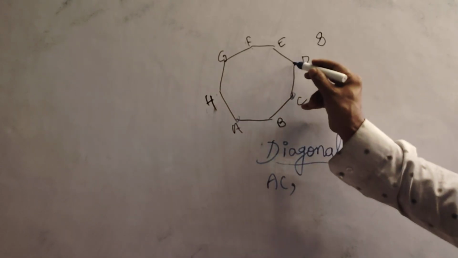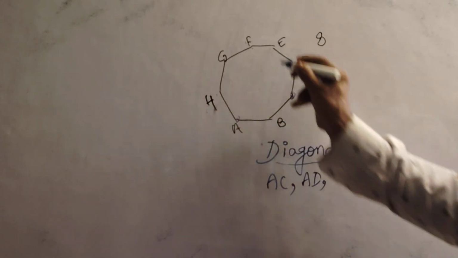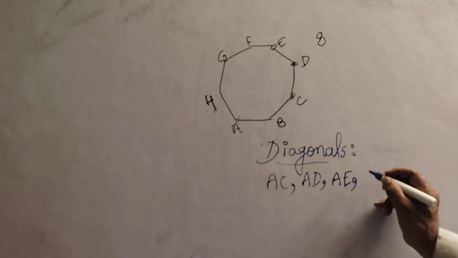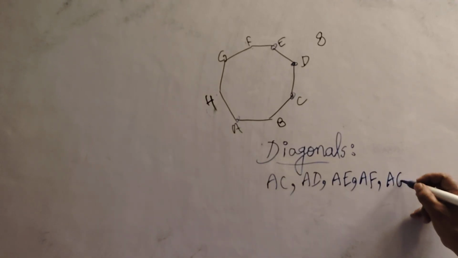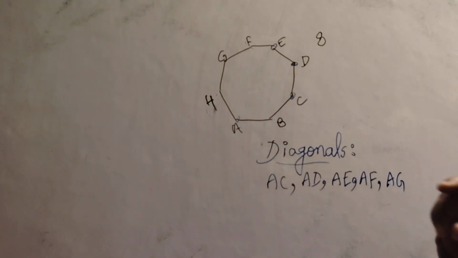Second diagonal is AD. Third diagonal is AE. Next is AF. Then AG. Yes, we have completed from A.